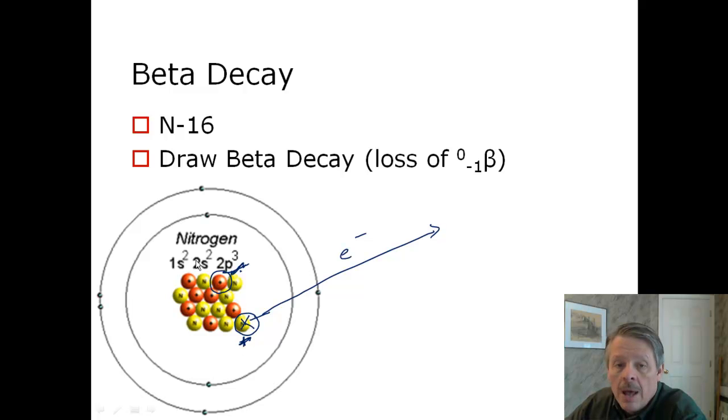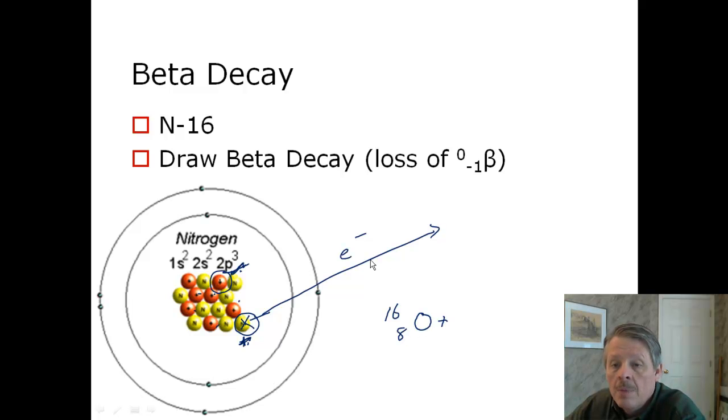So what happens? We have 1, 2, 3, 4, 5, 6, 7. Now we have 8 protons. Right, we have 8 protons. And we have a total mass. Well, the mass hasn't changed. It's still 16. So we have 8 protons. So 8 protons, if we look 8 up on the periodic table, that's oxygen.